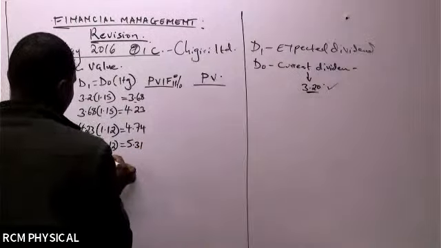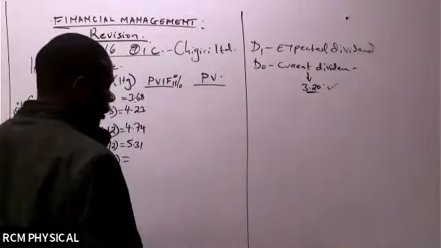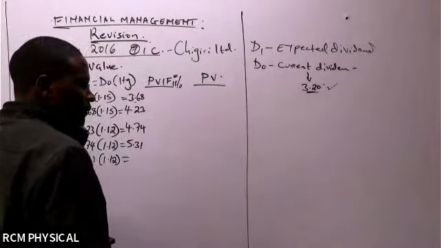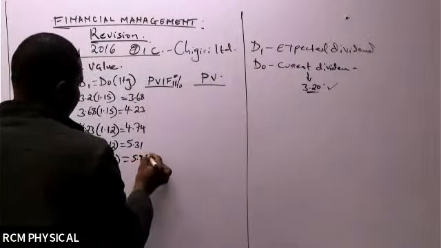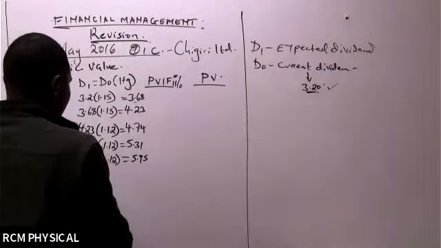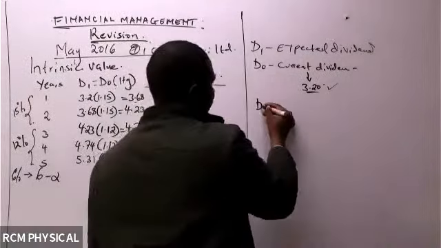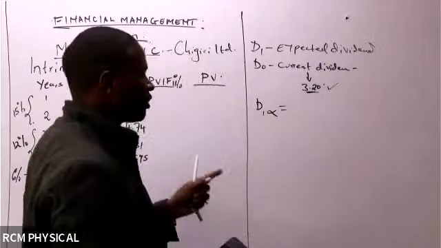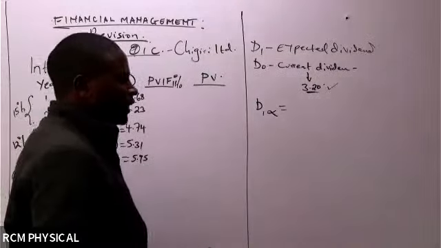5.31 grows at the same rate of 12%. Itakuwa na ngapi mwisho? The second last. It is 5.95. Who can remind me how we get the D1 for infinite? There is a nice formula that we apply to get the D0 or D1 for infinite.